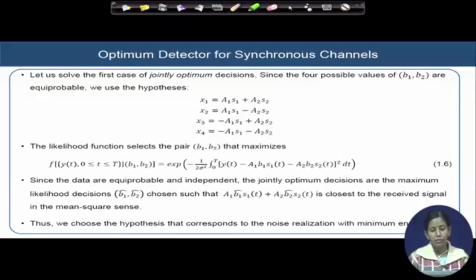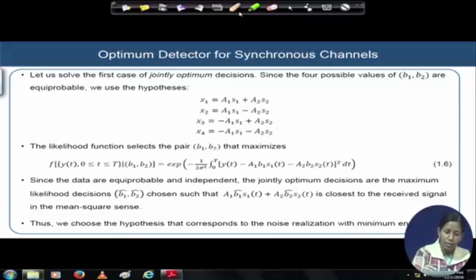So, we will start with solving the first case, which is the jointly optimal decision, and we understand that we have a pair of signals in our hand, B1 and B2, and both are equiprobable. So, we can have 4 different hypotheses, mentioned here as x1 to x4. The first one, x1, is talking about A1 S1 plus A2 S2, which means both have positive signs, and here this is a plus-minus situation, this is a minus-plus situation, or the minus-minus situation.